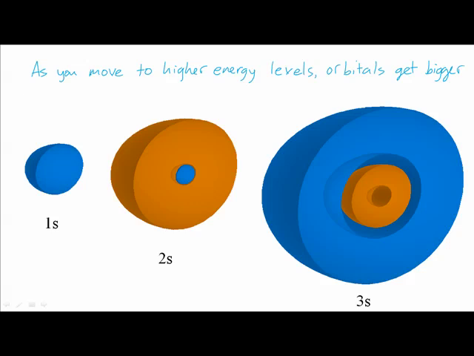And what that means is the electron spends more time further away from the nucleus. And when an electron is further from the nucleus, what does that mean about its potential energy? It's greater. So that's why they're higher energy levels: the electron spends more time further away from the nucleus.